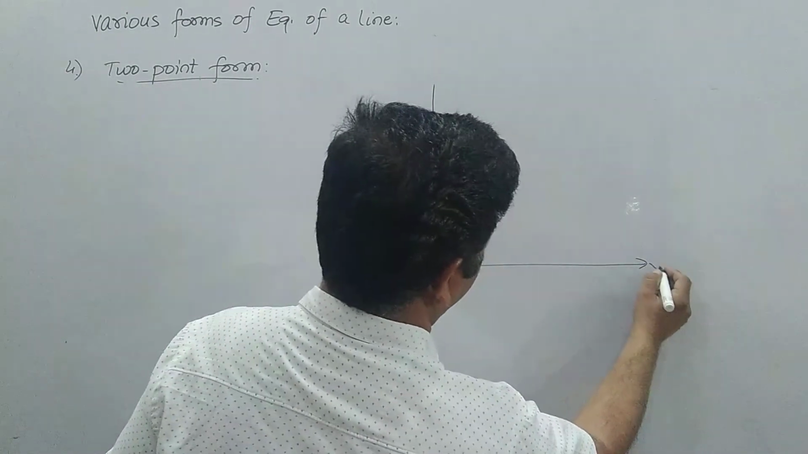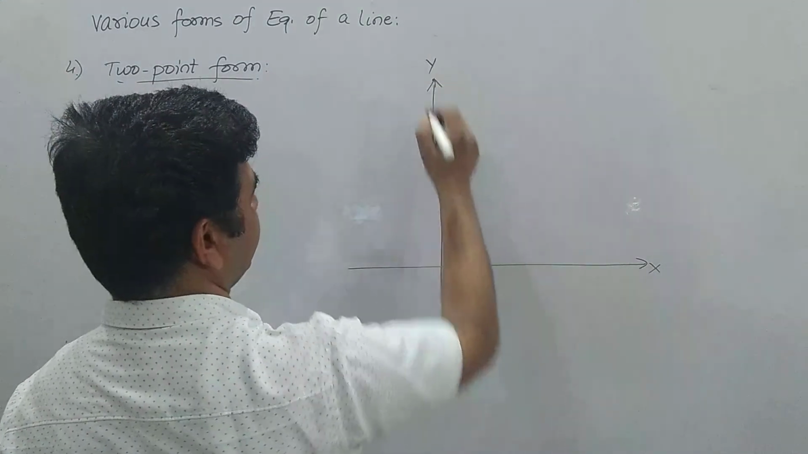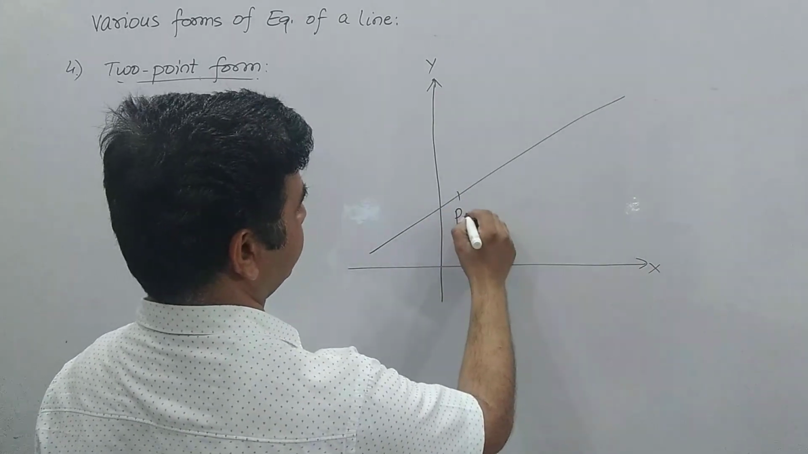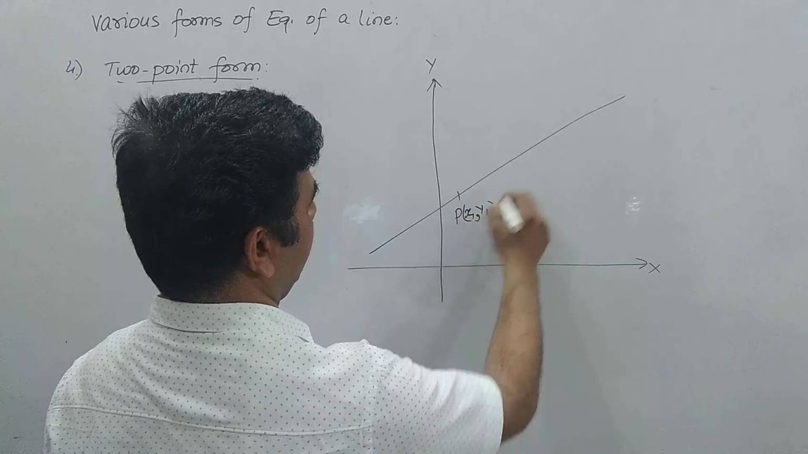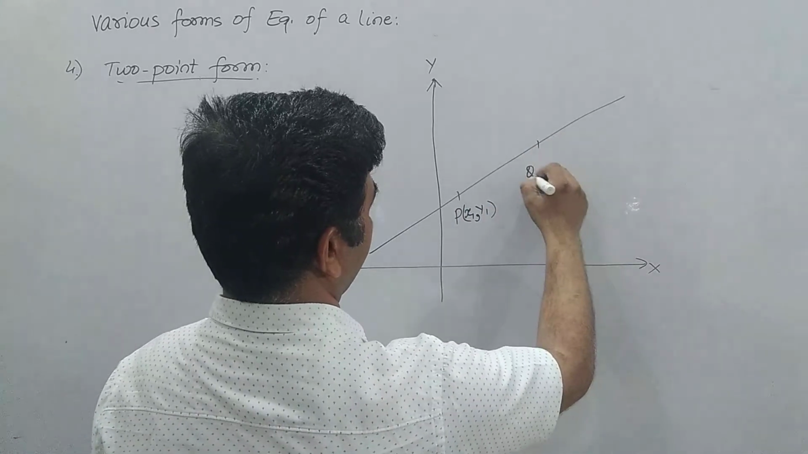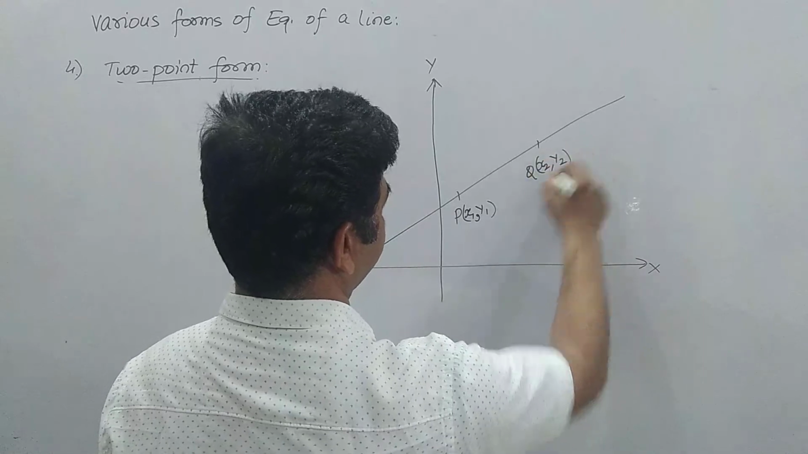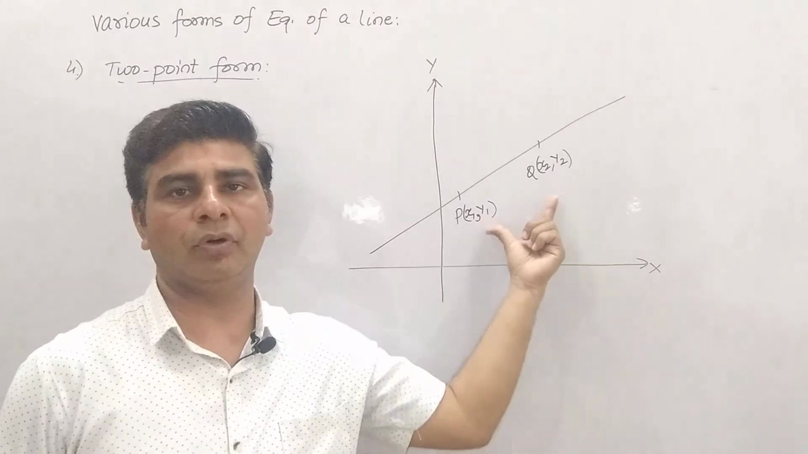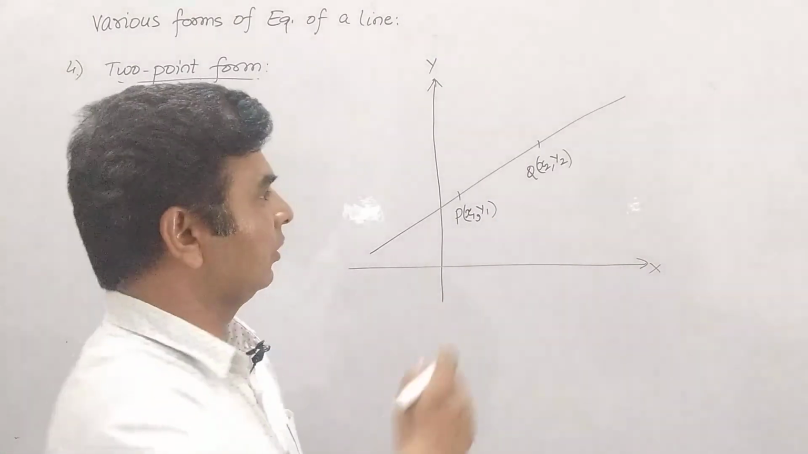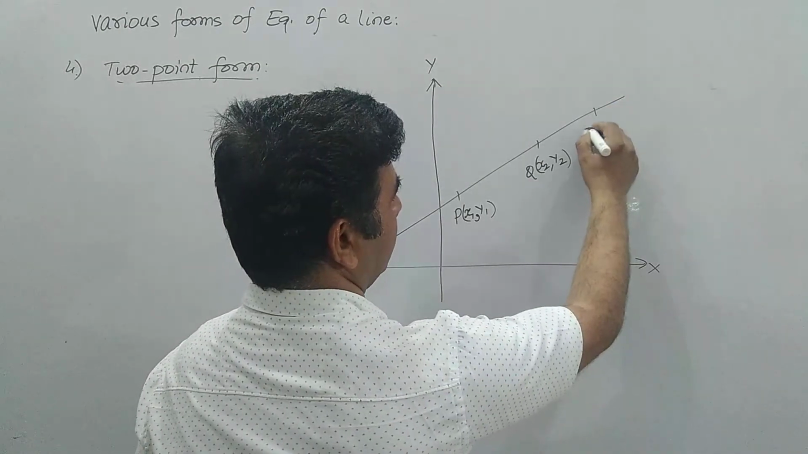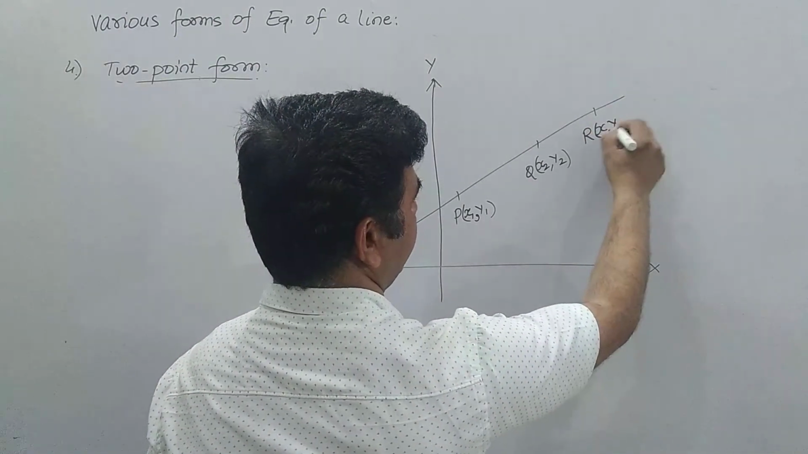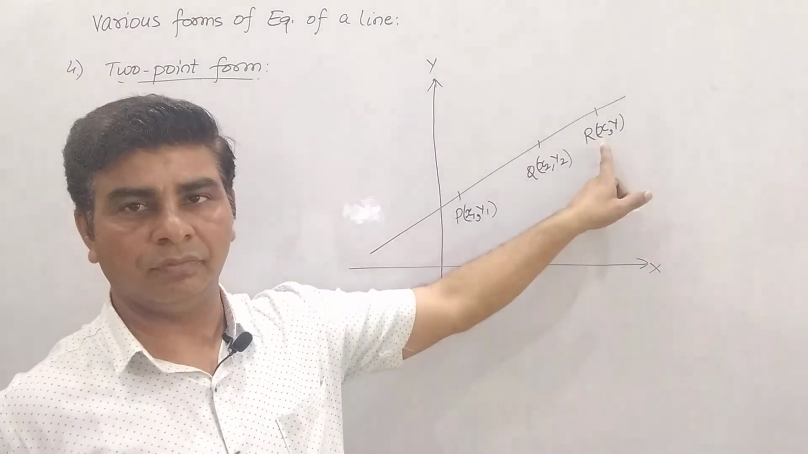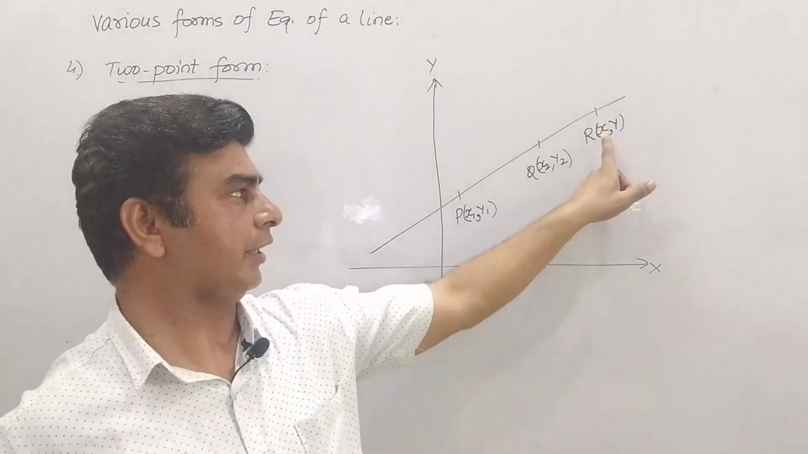This is your x-axis, this is your y-axis, and this is any non-vertical line passing through the point x1 comma y1, and second is x2 comma y2. So we are given the 2 points through which this line is passing, and we want to form the equation of this line. For that, let me take a third point R having arbitrary coordinates x comma y.